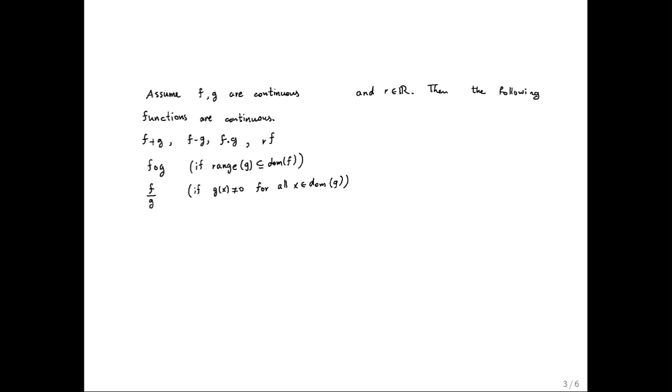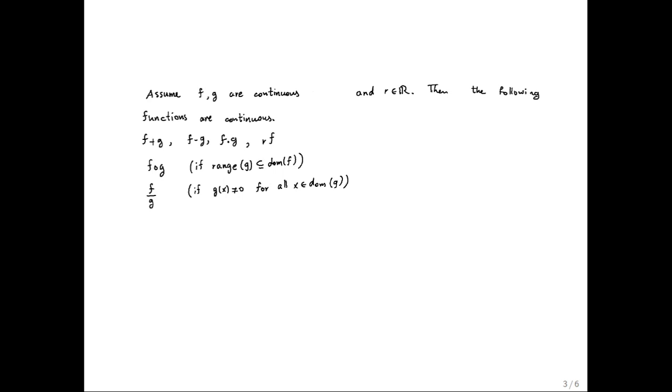By this fact, we can make new continuous functions from old continuous functions. Assume f and g are continuous functions, and r is some real number. Then the following functions are continuous. f plus g, which means that you can add continuous functions and get a new continuous function. f minus g, which means that you can subtract continuous functions and get a new continuous function. f dot g, which means that you can multiply continuous functions and get a new continuous function.